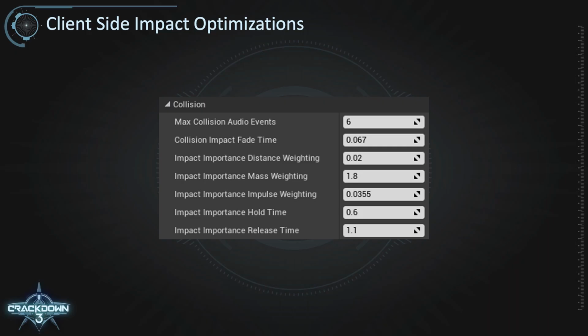These are our optimizations. So max collisions we had set to 6. Collision impact fade time, that's when it gets bumped off the list, is 0.067, which is 2 frames. Our importance weighting allowed us to decide what was the most important factor when determining the importance value. And you can see here that for mass, we overwhelmingly decided that mass was the most important thing. And then we have our importance hold time and release time that I just described: 0.6 seconds for hold time and 1.1 seconds for fade.